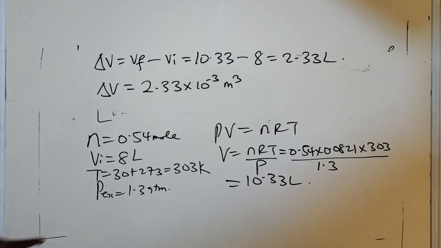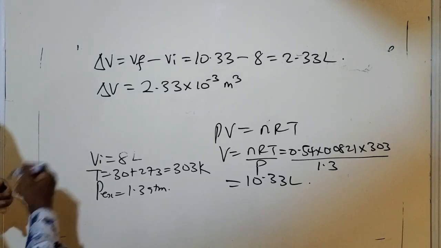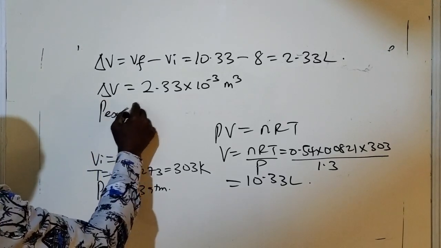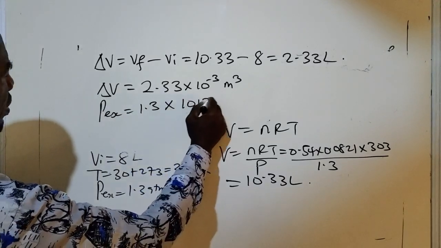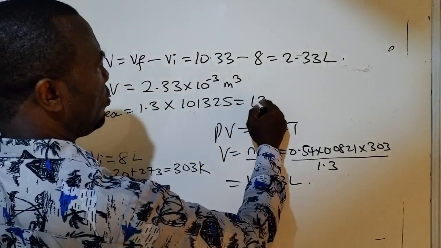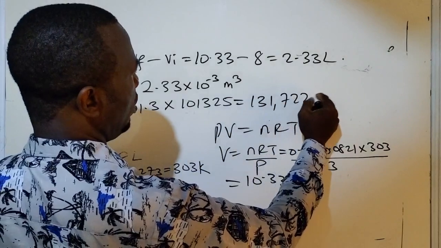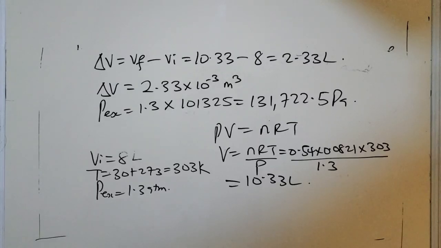The next step is to convert this pressure to SI or standard unit. So pressure is 1.3 atmosphere. Multiply it by 101,325. That is, 1 atmosphere equals 101,325 pascals, given to us in the bracket. And that gives us 131,722.5 pascals. So that's the correct value in pascals.